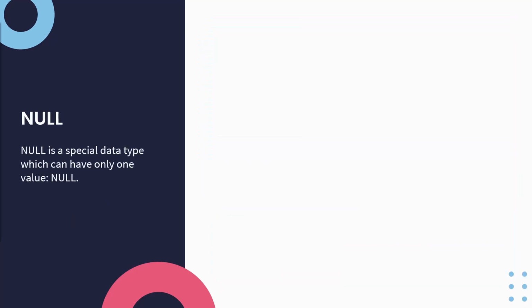Next, we have the null data type. And this is a special data type that, unlike with booleans, can have only a single value, and that value is null. A variable of data type null is a variable that has no value assigned to it. If a variable is created without a value, it is automatically assigned a value of null. Variables can also be emptied by setting the value to null.